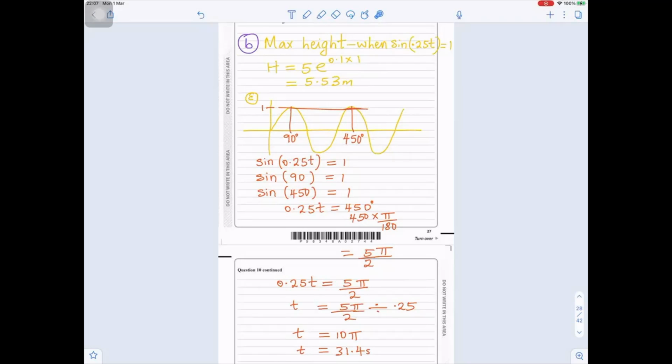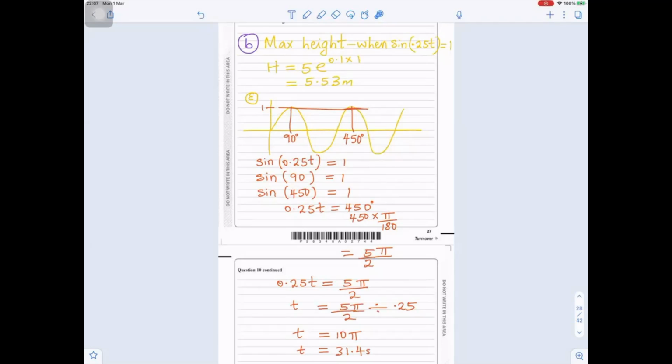And for C, we sketch a sine graph. Sine of 0.25t equals 1. So when is it 1? When sine of 90. Sine 90 is 1. The next time it is 1, sine 450 is also 1. So we can have 0.25t equals 450.